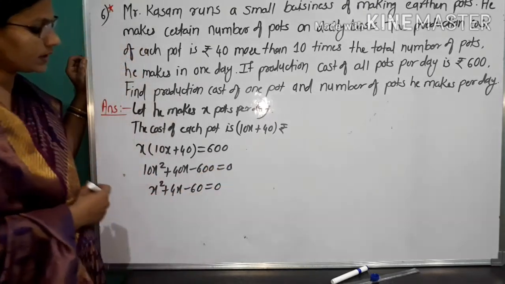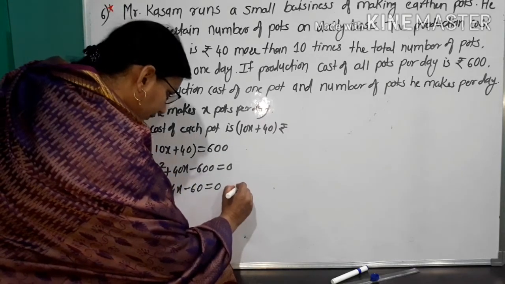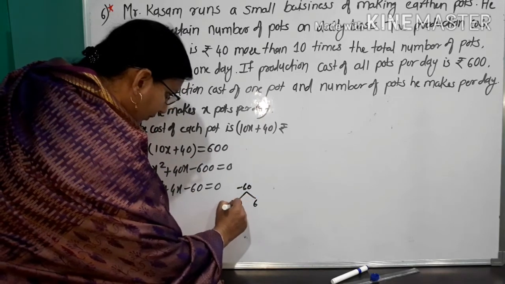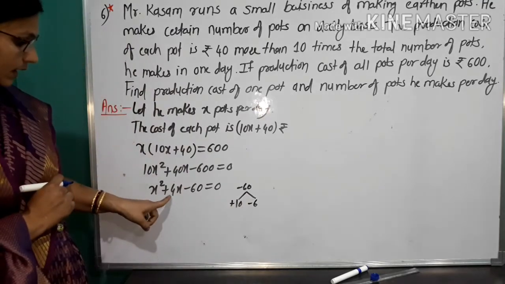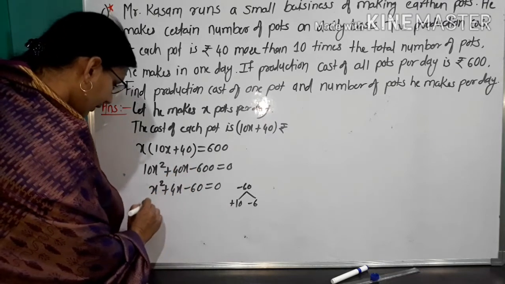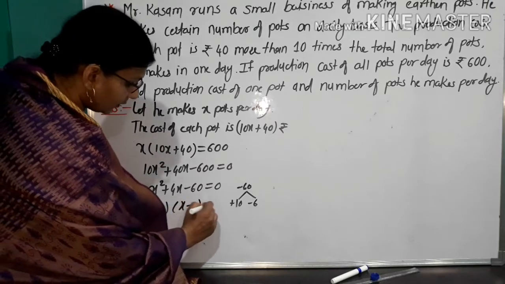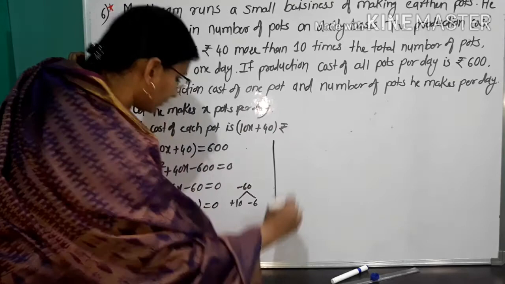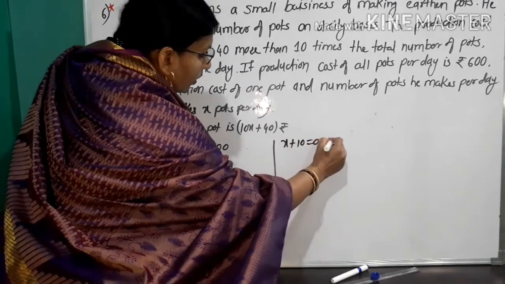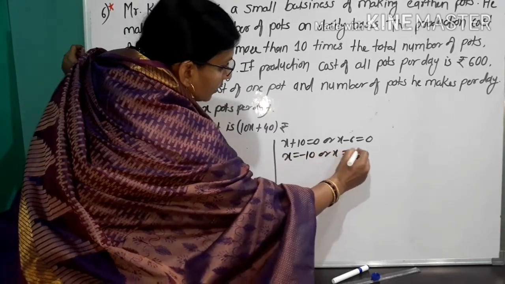Then find the factors of 60 whose difference is 4. The factors are 10 and 6, plus 10 and minus 6. The sign of the middle term is positive, so the greater factor 10 is positive. Then directly write down the factors, that is x plus 10 and x minus 6 equal to 0. Therefore x plus 10 equal to 0 or x minus 6 equal to 0, x equal to minus 10 or x equal to 6.